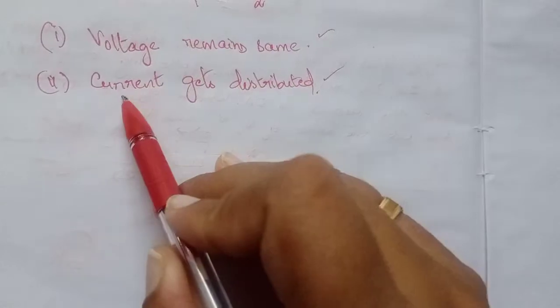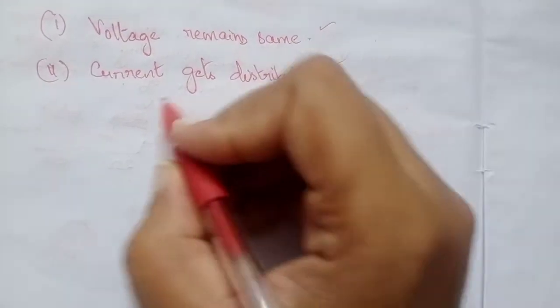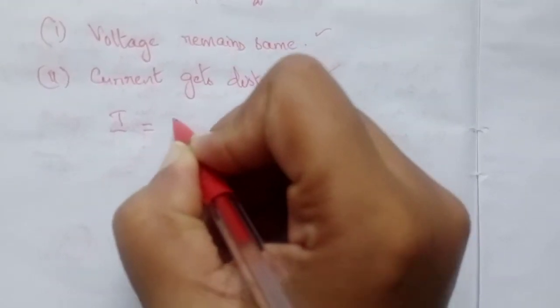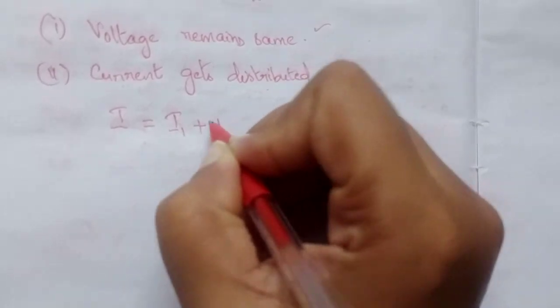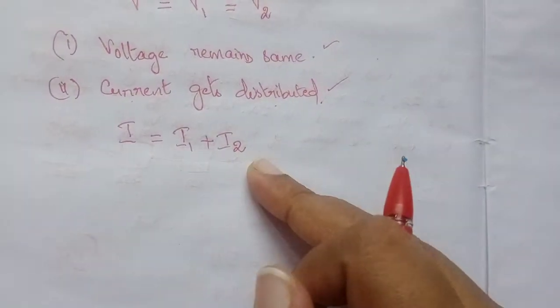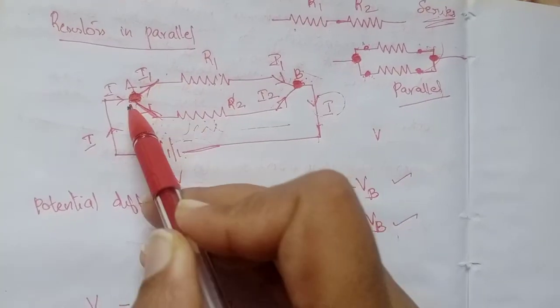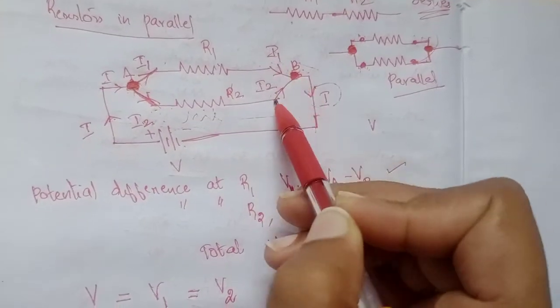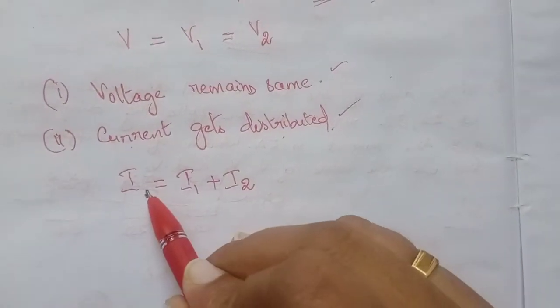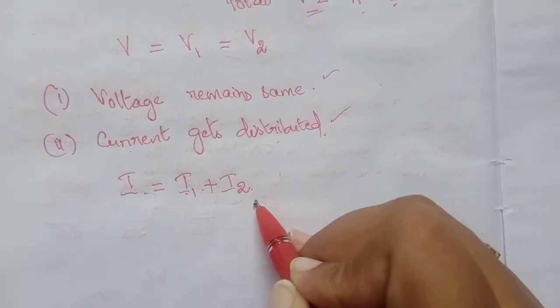We knew that current gets distributed, right? So can we write I is equal to I1 plus I2? Because I told you that the total current I is splitting up into I1 and I2. Again here also, I1 and I2 combine to form I. So I can write total current I will be equal to I1 plus I2.